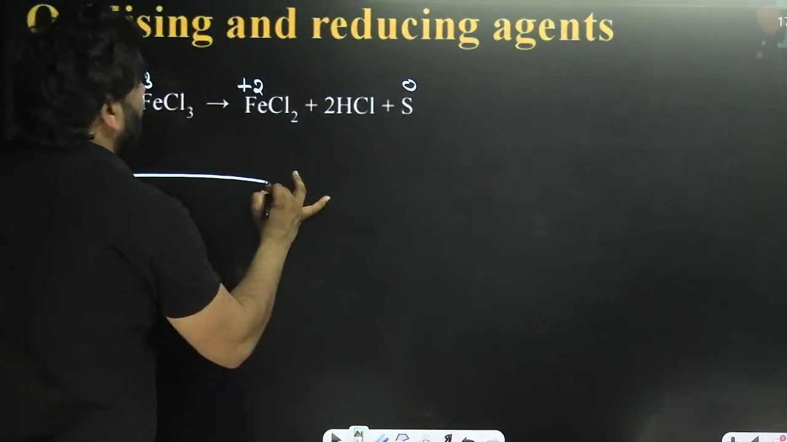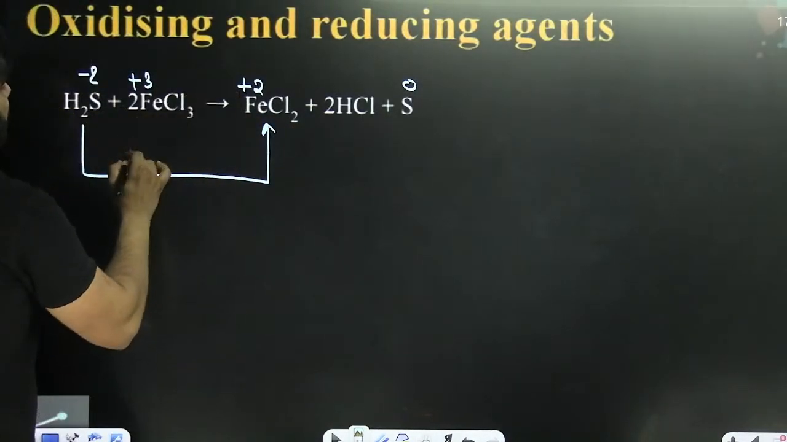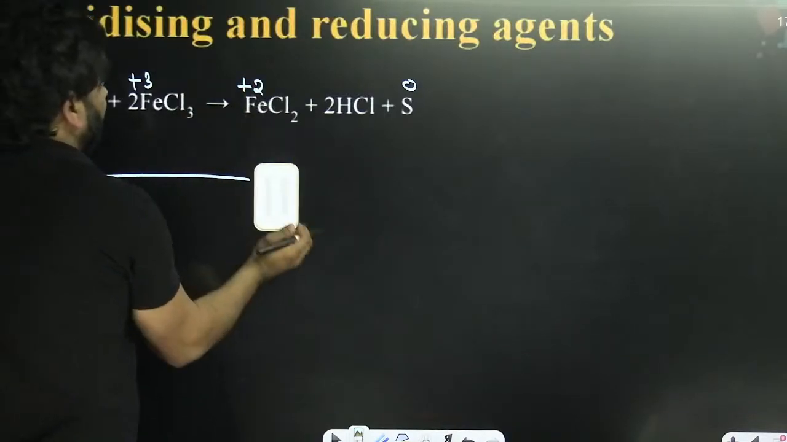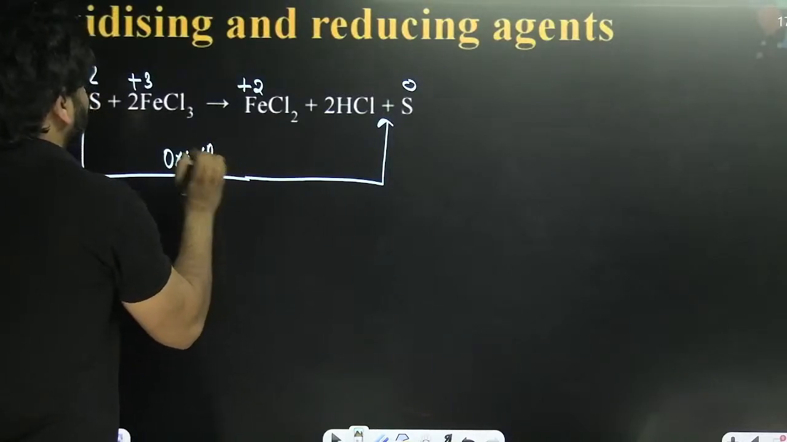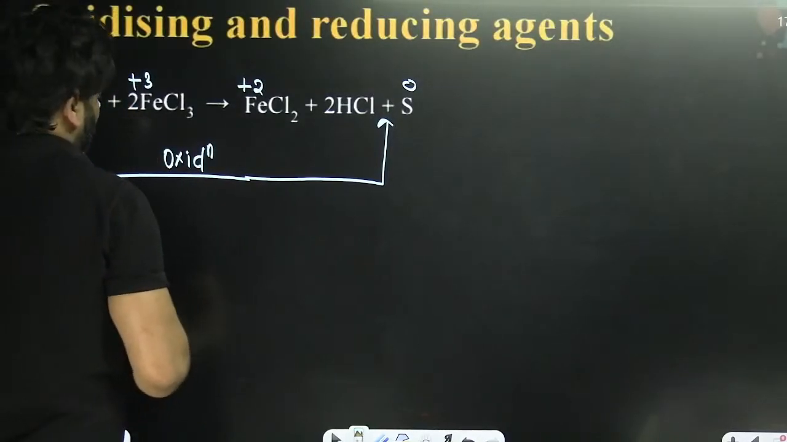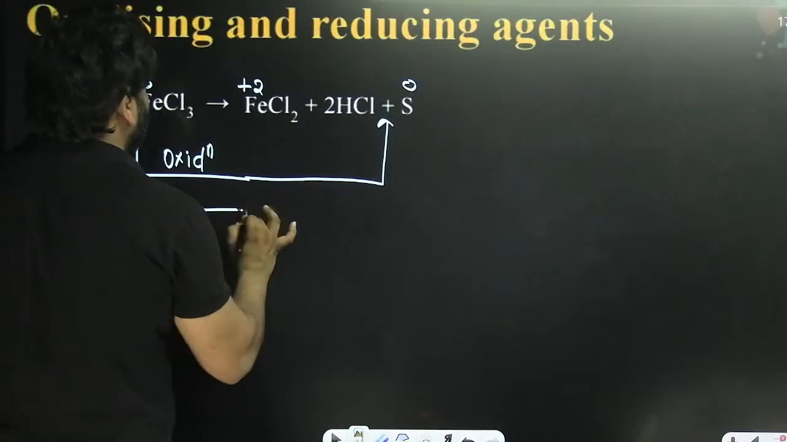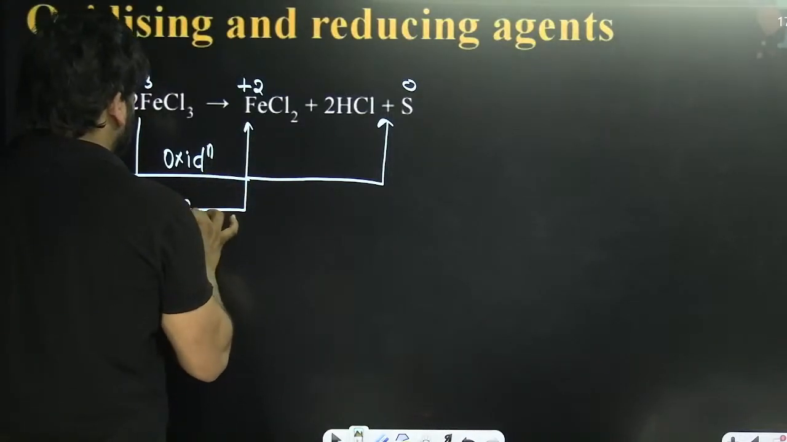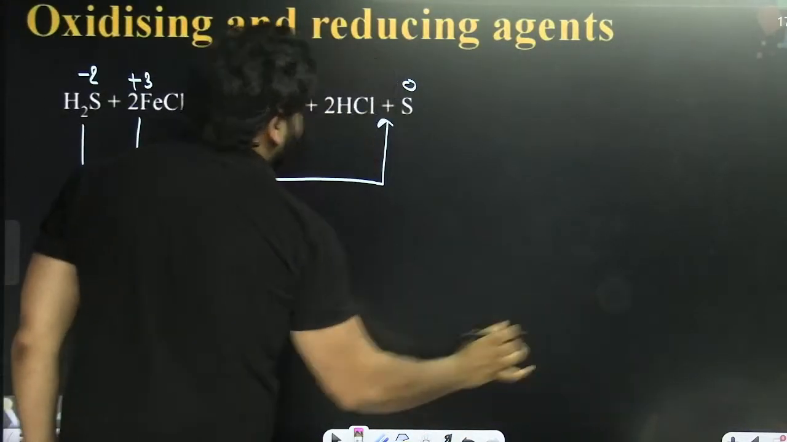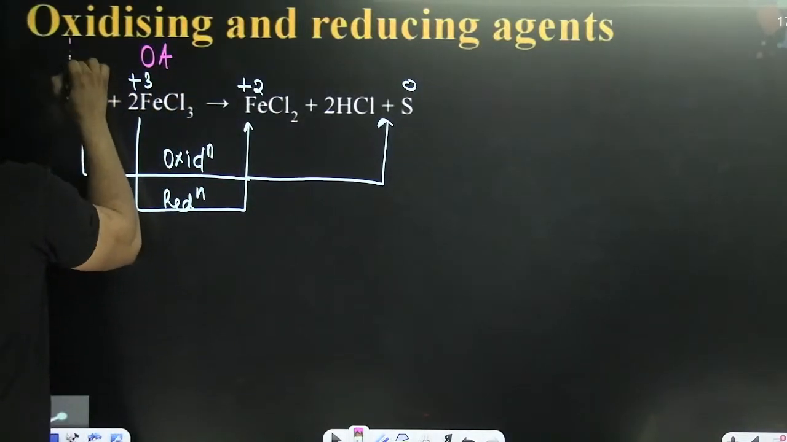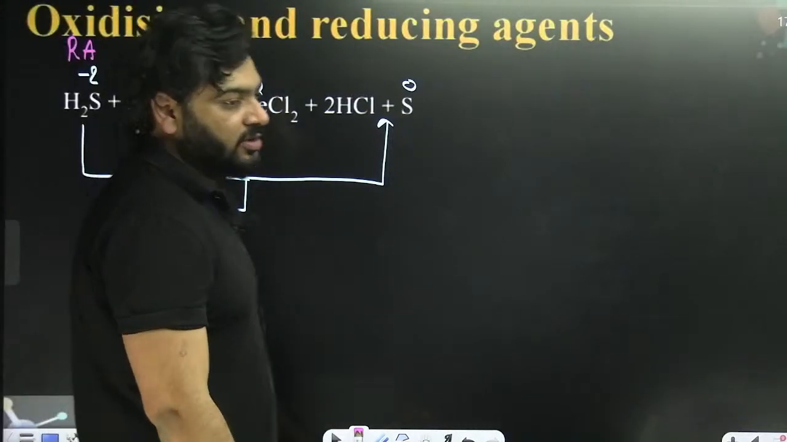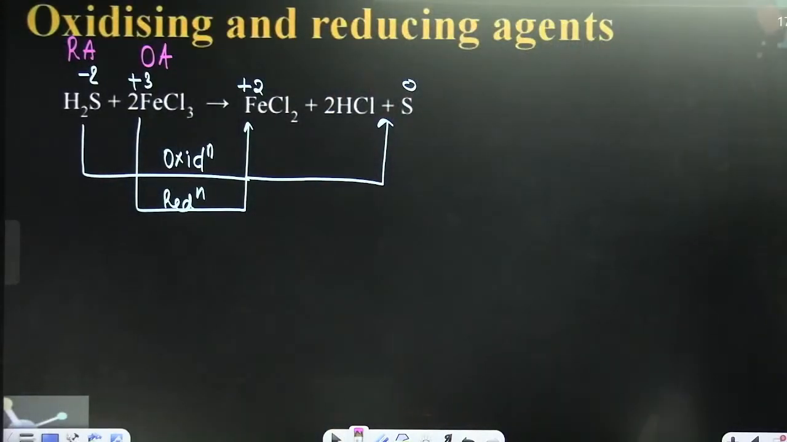From -2 to +2, something going from minus to positive is oxidation, but that's wrong, it is going to 0, although it is an oxidation process. Something going from +3 to +2 is no doubt a reduction process. Whoever is undergoing reduction becomes the oxidizing agent, and whatever is undergoing oxidation becomes the reducing agent. This is how we find the agents. We call the oxidizing agent the oxidant, and the reducing agent the reductant, based upon their names.